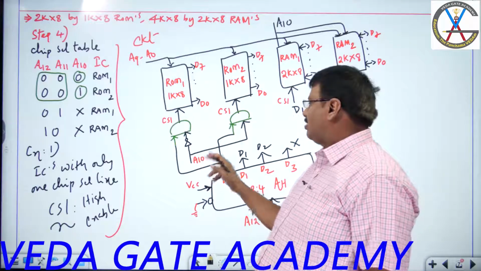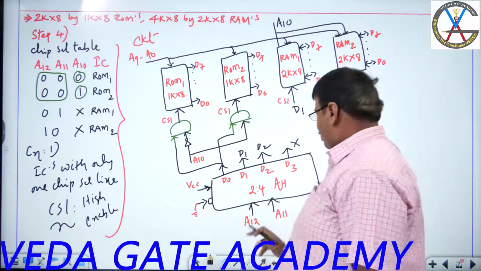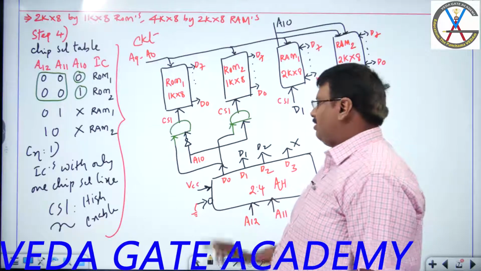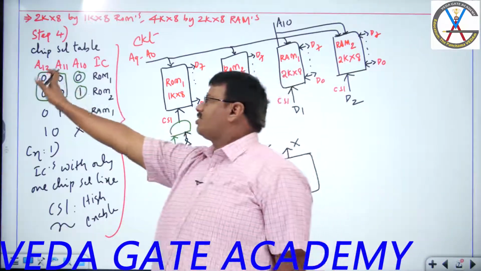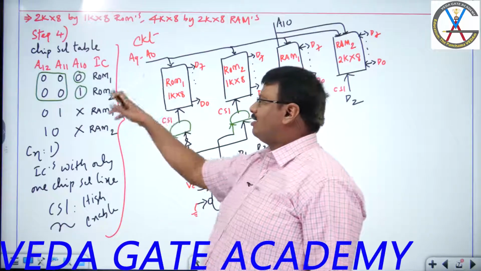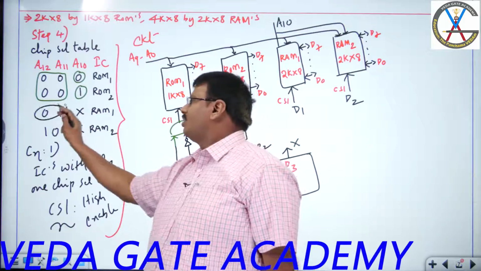A10 is 0, this is selected. A10 is 1, this is selected. So A12, A11 are constantly 0. A10 is 0, this is selected. A10 is 1, this is selected. And these two are anyhow independent, no?